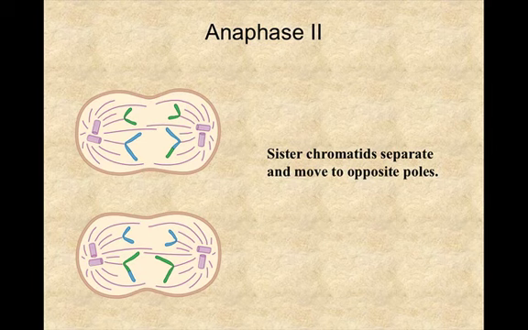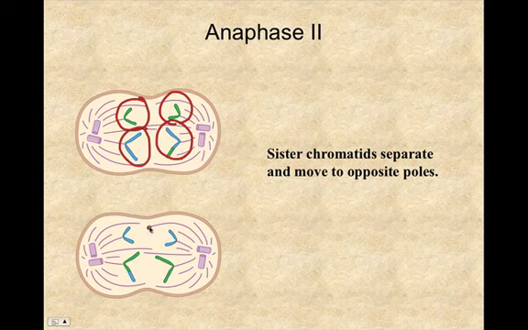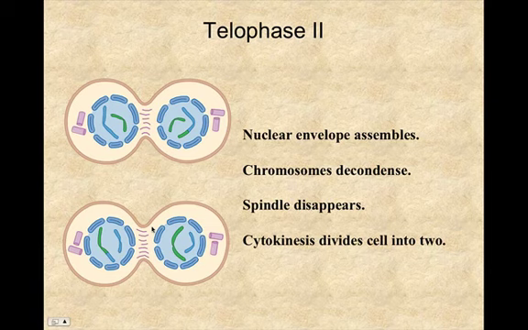In anaphase 2, the sister chromatids separate and move to the poles. So you will notice now that we are no longer paired. There are now individual sister chromatids. They are no longer in pairs. Telophase 2, the nuclear envelope comes back together, the chromosomes decondense, the spindle disappears, and cytokinesis divides the cell into 2.